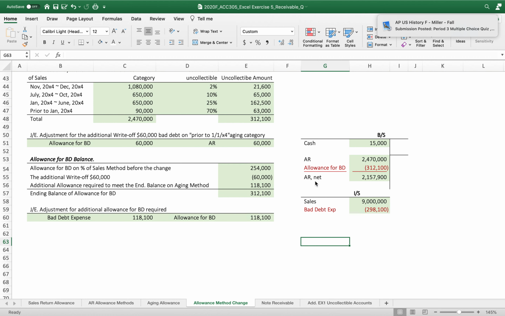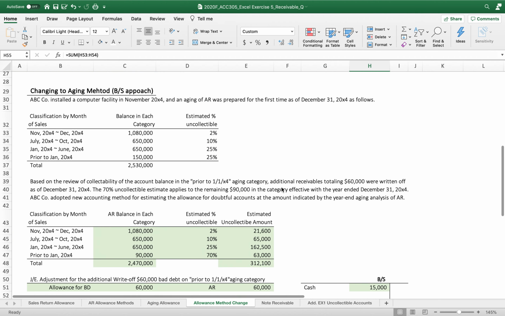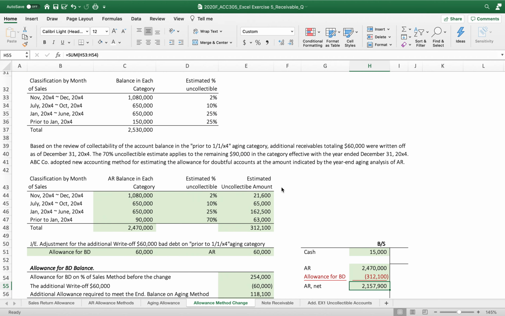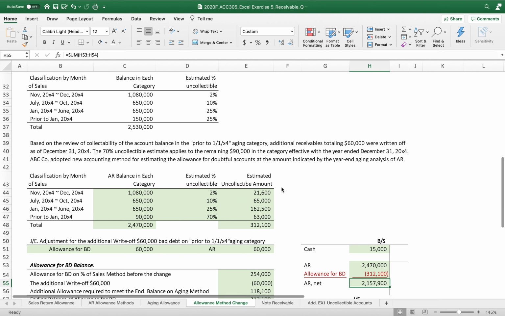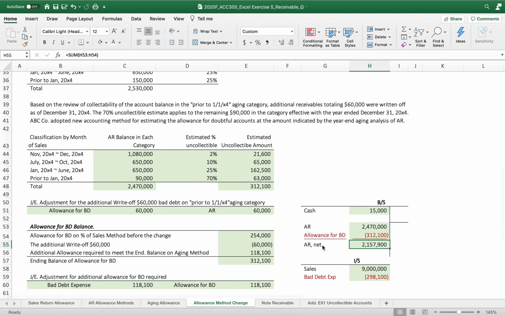So we have been practicing how to come up with this allowance for bad debt account under the two different approaches. So I believe that the aging method is a much more accurate procedure to get the net balance of AR at the end of the day.